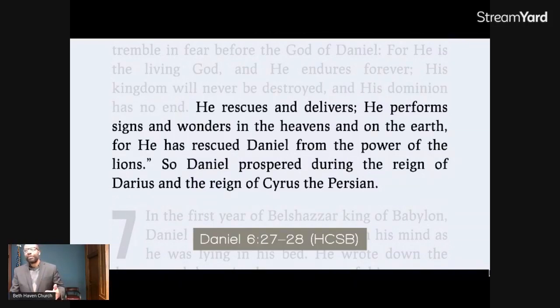This is interesting because Darius is not a Jew. He's not an Israelite. He's a Gentile. And yet he understands that this God that Daniel worships is the living God, the God who endures forever. Very interesting. He rescues and delivers. He performs signs and wonders in heaven and on earth. For he has rescued Daniel from the power of the lions, as an example to Darius of the power and the reputation of God. So Daniel prospered during the reign of Darius and the reign of Cyrus the Persian.